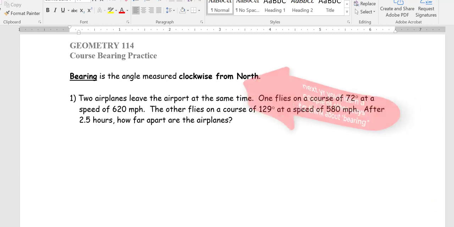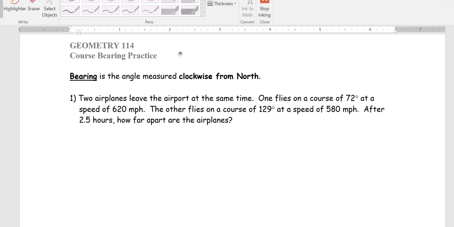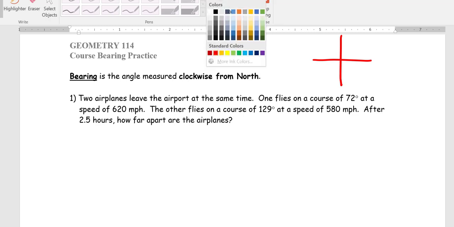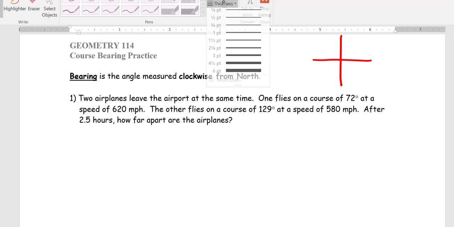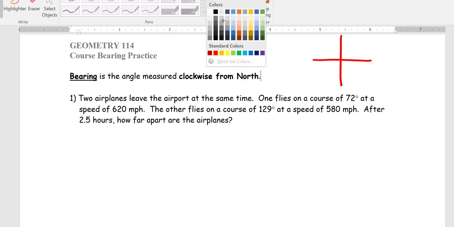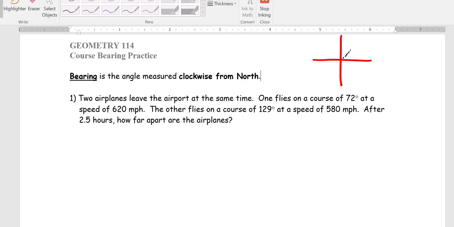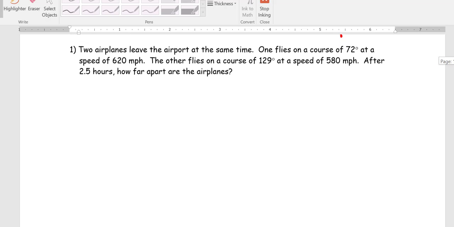So if I have something like this, and I said 45 degrees from the north, it would be from the north 45 degrees like this. Okay, so that's what it means, clockwise from the north. Okay, so knowing that, we're going to try some problems here.